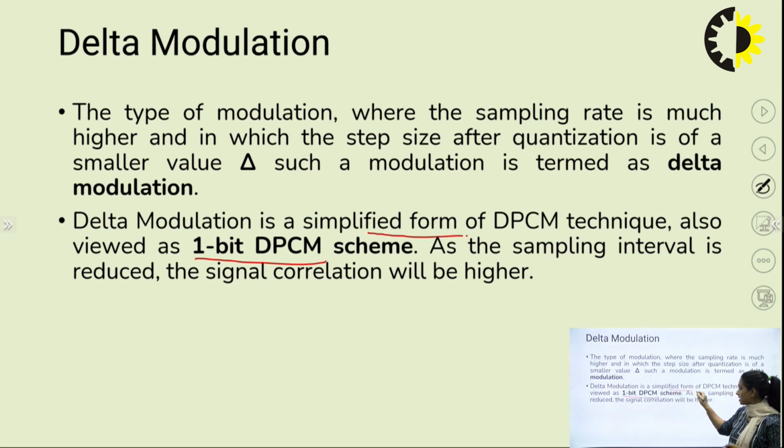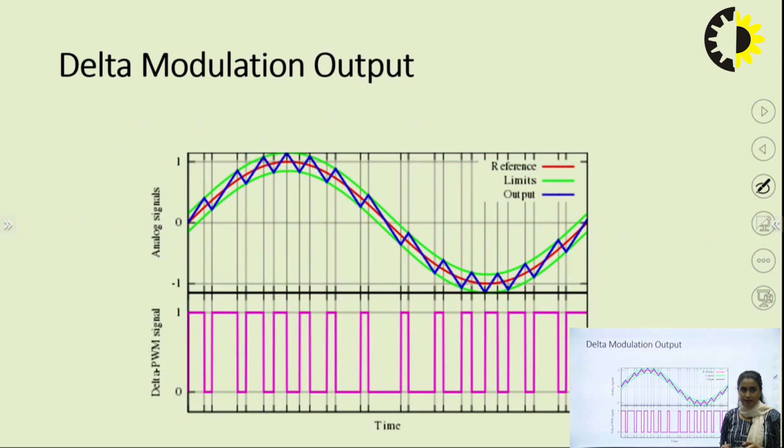So delta modulation can be called a simplified form of DPCM, as the sampling interval is reduced here and signal correlation will be higher. This is my analog signal, and this is the staircase approximation of this analog signal. If we read the staircase approximation, when it is increasing, that might be assumed as bit 1, and when it is reducing, that might be assumed as bit 0. At the time of rise of the signal, we can assume bit 1, at the time of fall we can assume bit 0. This is a mere representation, right?